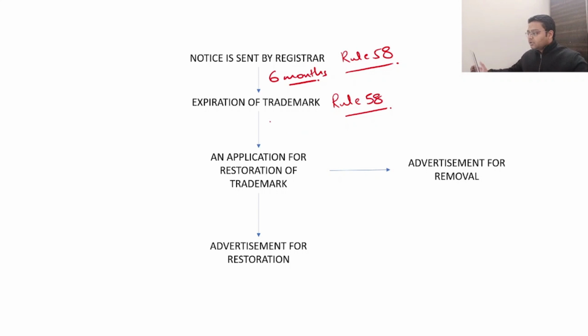Post this, you have these 6 months. Within this 6 months, you need to apply for the renewal. If you have not applied for the renewal within 6 months, the trademark will remain on the register for the next 1 year. If you have not applied within this 1 year, then this trademark will be removed from the register. And there will be an advertisement for removal if you have not applied for the restoration. Up till here, it will be the renewal process. From here, it's the restoration process which will happen.